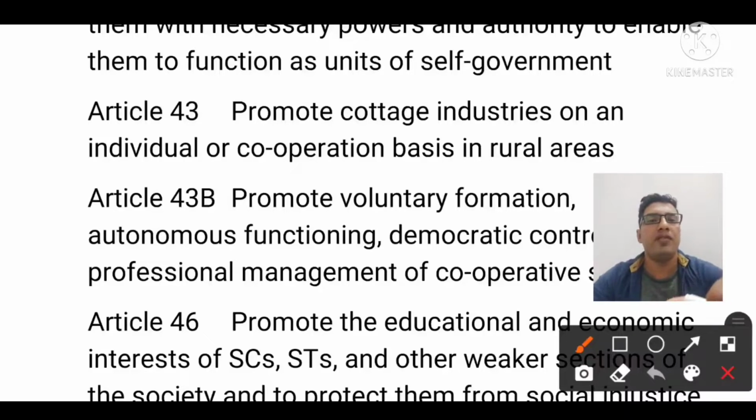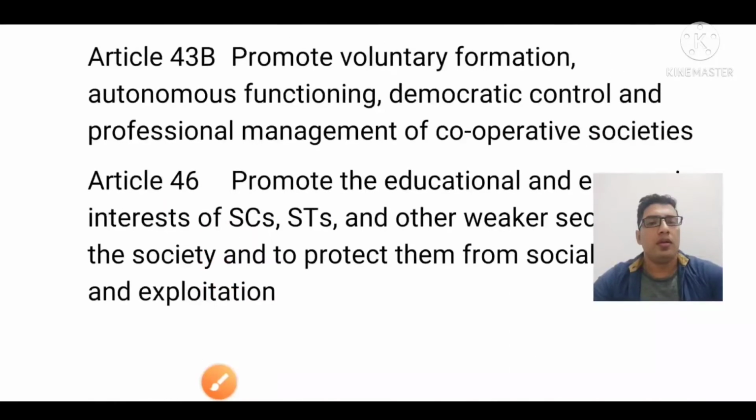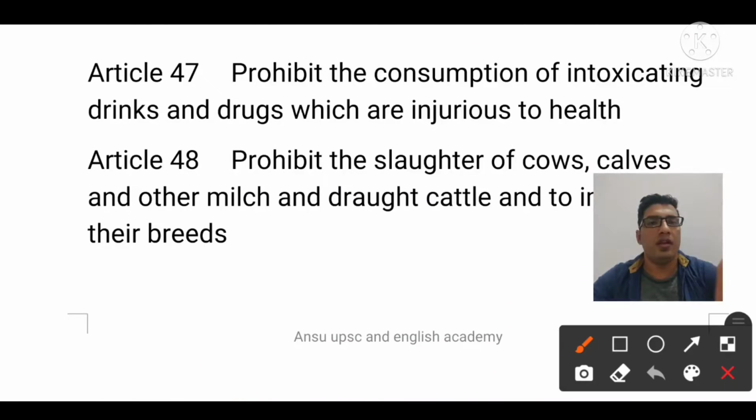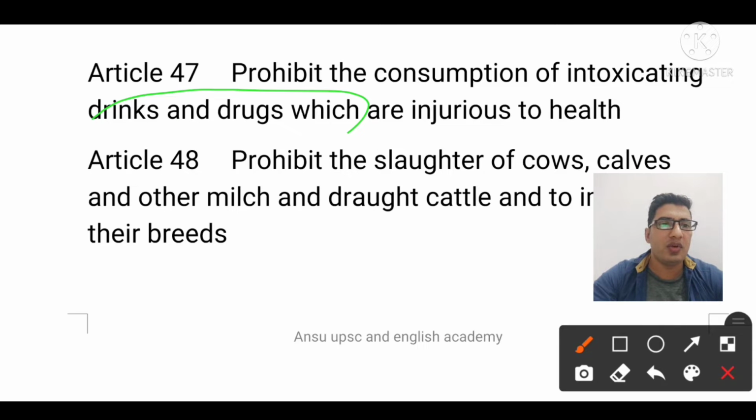Article 43B, 46 and 47. Even this is prominent, because right now famous actors are being caught and confiscated by the authority, the narcotics department, and you might have seen in the news. Prohibition of the consumption of intoxicating drinks and drugs which are injurious to health comes under 47. Even providing nutritional food to children also comes under Article 47.